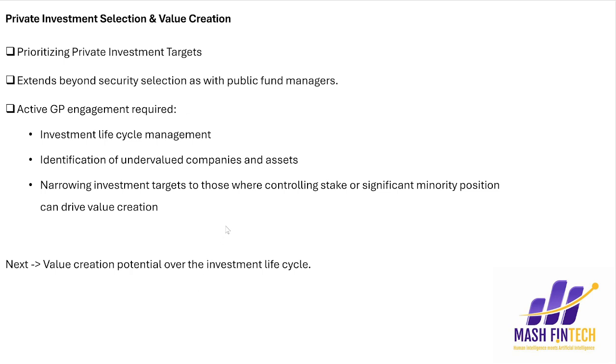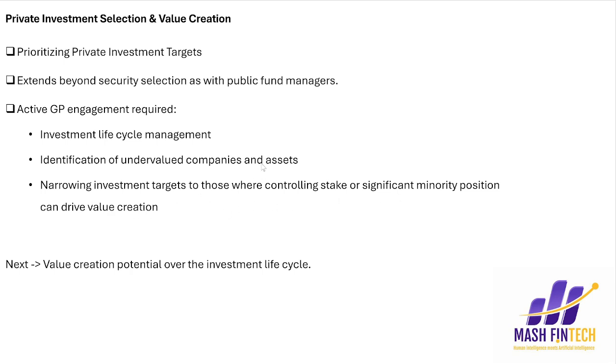So they want to prioritize private investment targets, and this extends beyond security selection, like for public fund managers who select securities based on their price. If they are overpriced, then they want to sell that. If they are underpriced, they want to buy that asset. In this instance, the active GP engagement requires investment lifecycle management, identification of undervalued companies and assets, narrowing investment targets to those where controlling stake or significant minority positions can drive value creation.